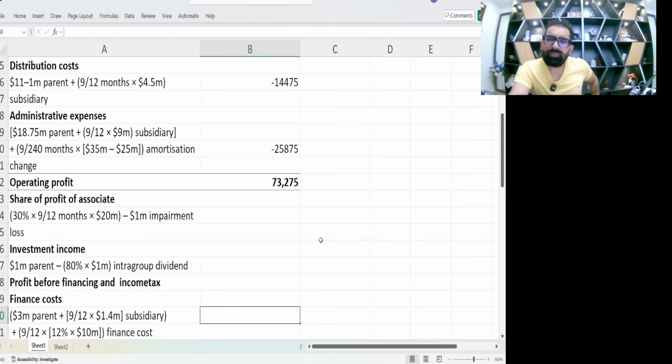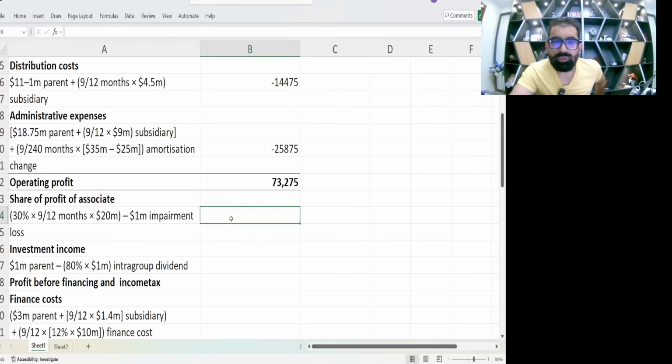So do we have any investment income? Yes. Parent company has done investment in an associate. So associate share of profit. Remember, I have already calculated it with you. It's 4500 minus 1000. So this is 3500. Associate share of profit is 3500.